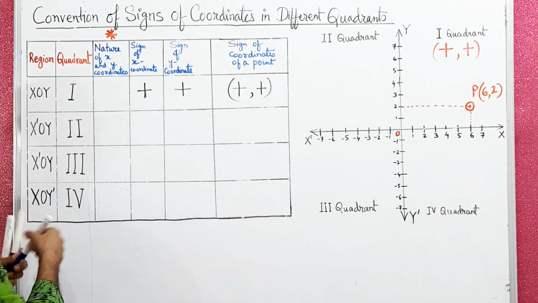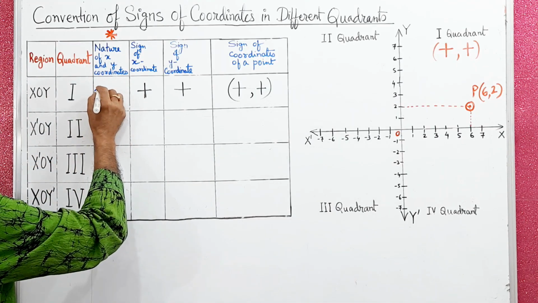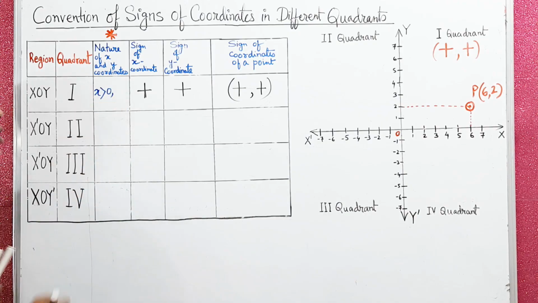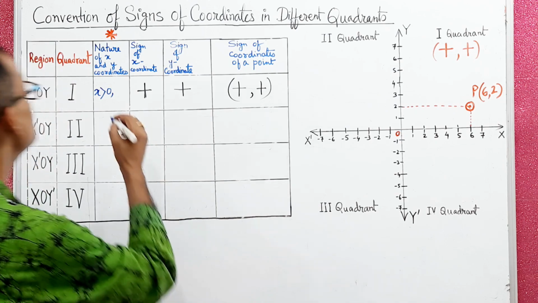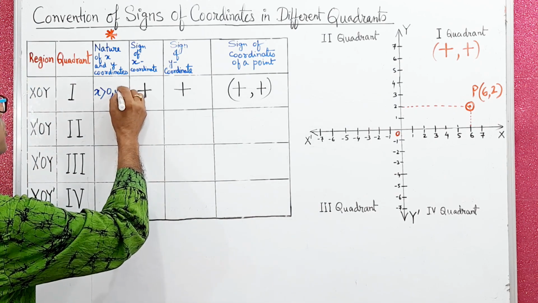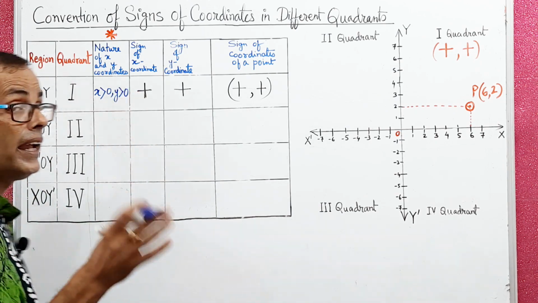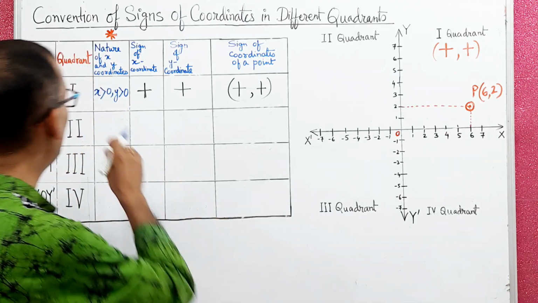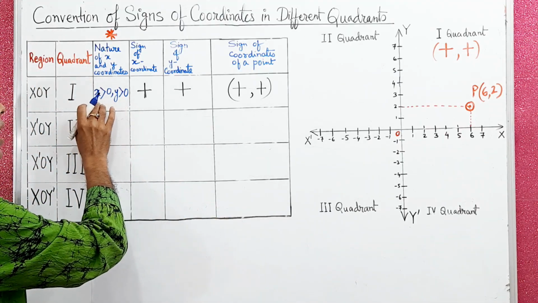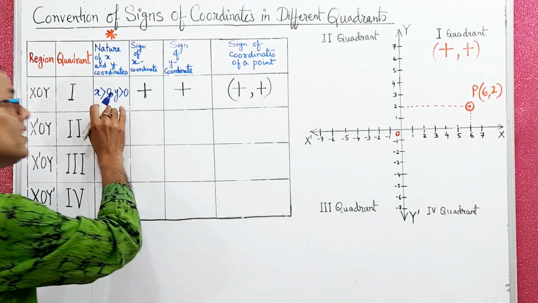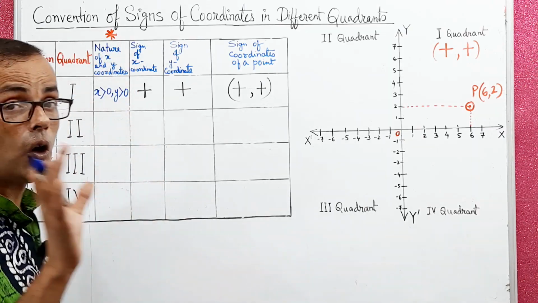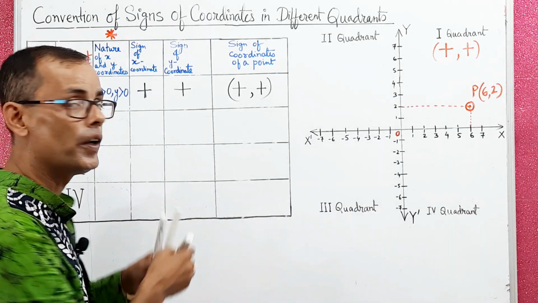So we can write this one, x is greater than 0, comma, and the y value is 2. That is also greater than 0. So y is also greater than 0. So both x and y, they both are greater than 0. So how do we write it? x greater than 0, y greater than 0. This is called the nature of x and y coordinates.